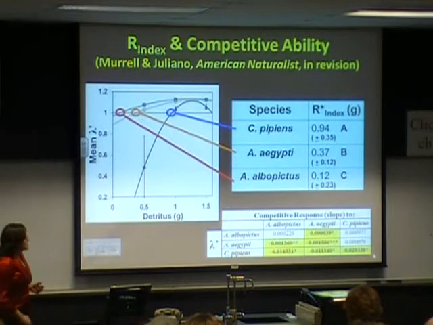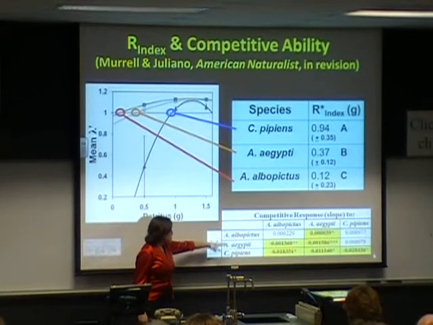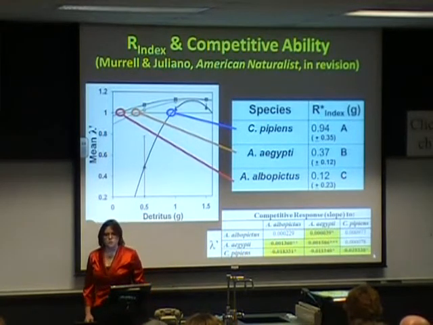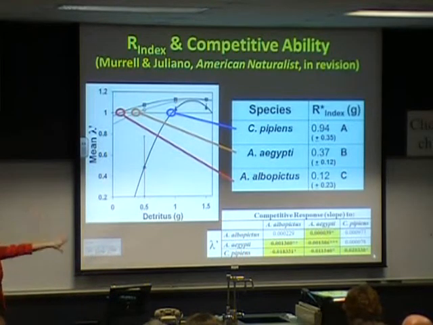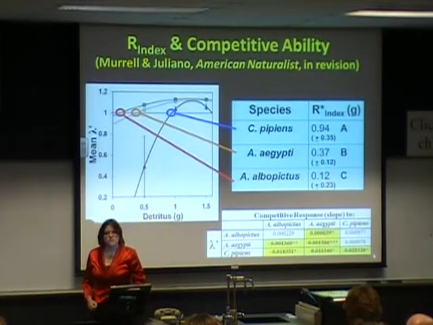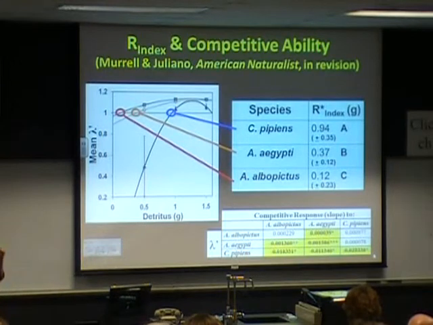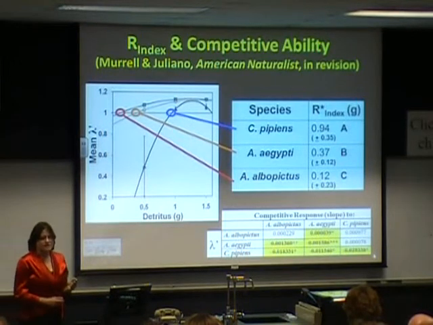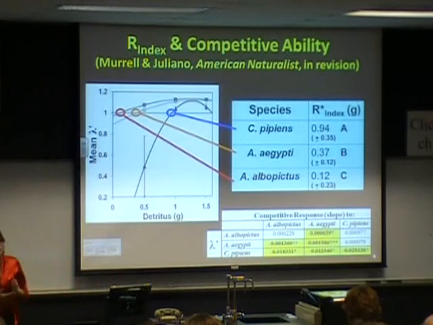So what does that tell us? It tells us that Aedes albopictus, under this scenario, would be the best competitor. Culex pipiens is the worst competitor. Aedes aegypti follows somewhere in between. These results from the response surface design studies exactly match these results. Because of this study, I use this as justification to measure R index in as many container species as I could get, and use that as a measure of competitive ability for those species.